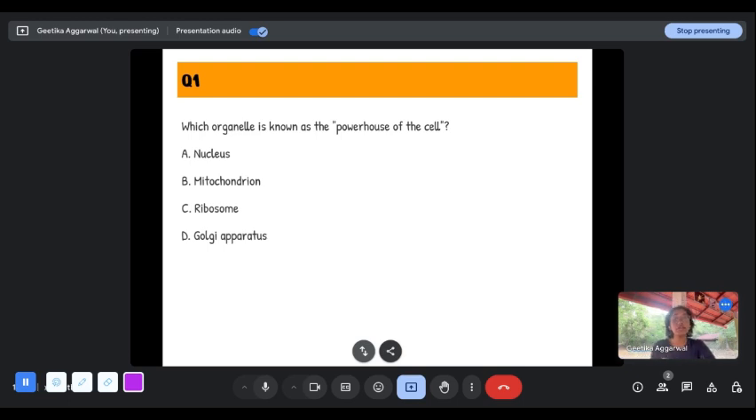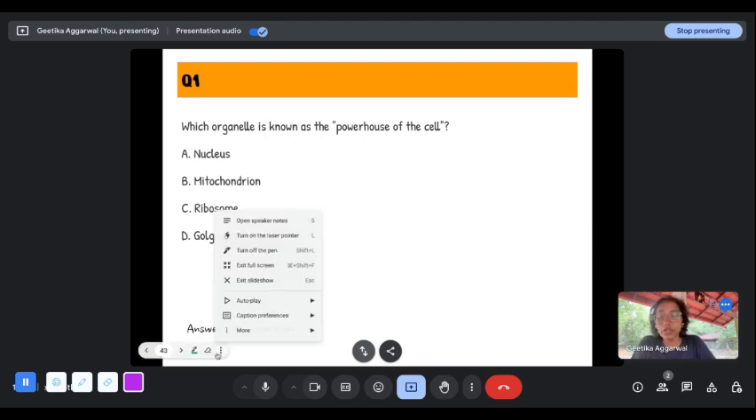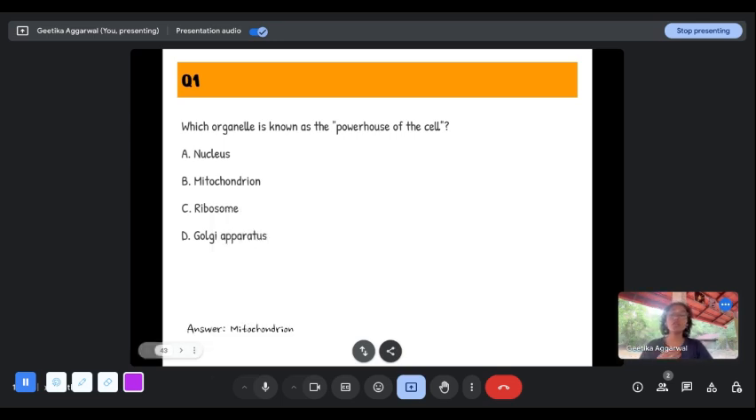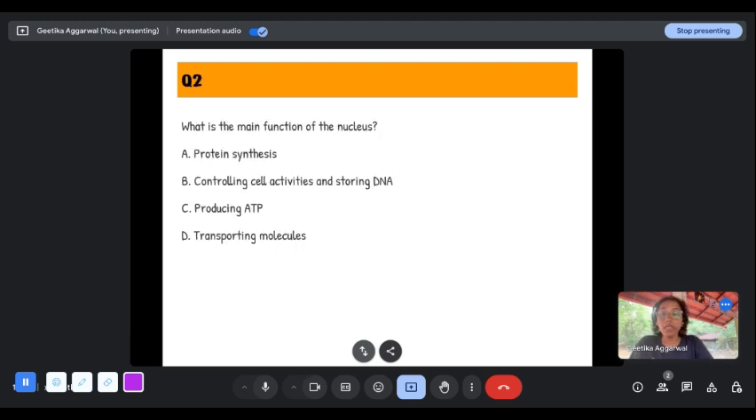I will give the answer after 5 seconds. I will put a timer for 10 seconds, and then, which organelle is known as the powerhouse of the cell? The correct answer to this is actually the mitochondrion. Mitochondrion, as you might already be aware, and as I mentioned during this lecture, is called the powerhouse of the cell. It is responsible for generating energy in the cell by breaking down ATP.